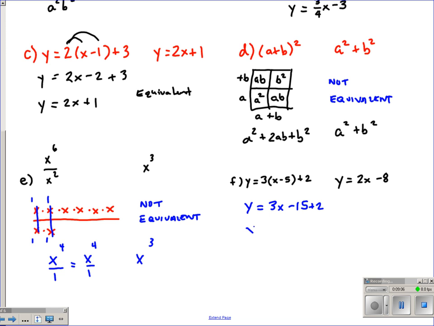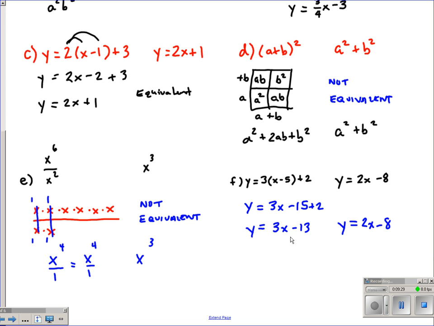To simplify it the rest of the way, we're just combining our like terms. You're taking away 15 and then adding 2. So that would be y equals 3x minus 13. So we look on our right side, we have y equals 2x minus 8. These two equations will not give us the same answers here.